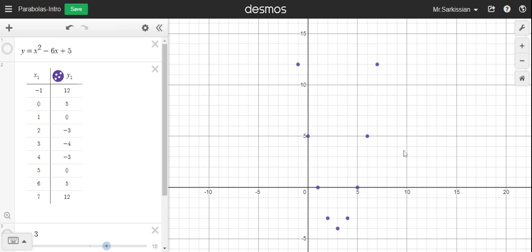We have a quadratic relation in standard form. The equation is y equals x squared minus 6x plus 5. And we want to draw the graph of this quadratic relation.